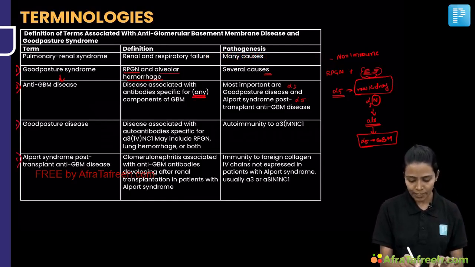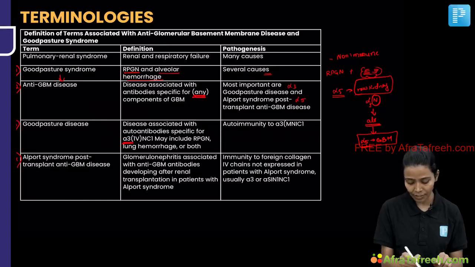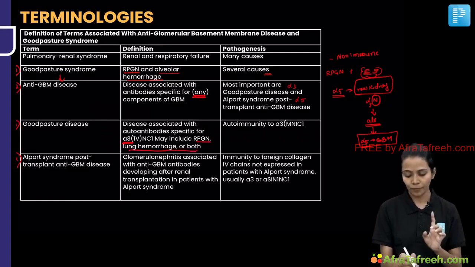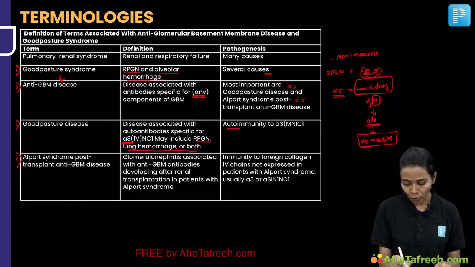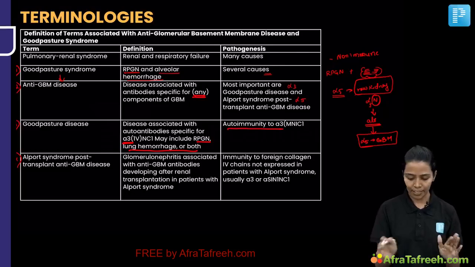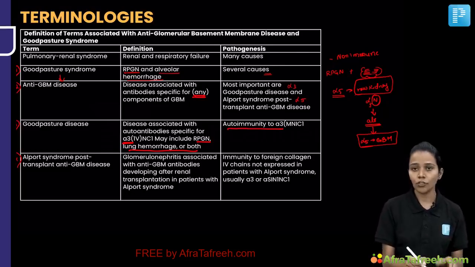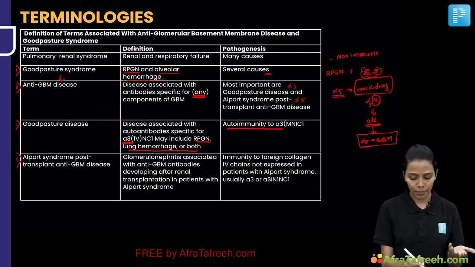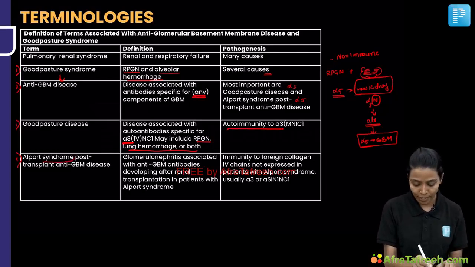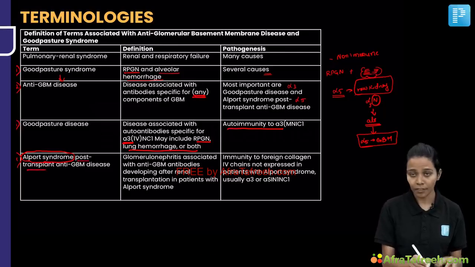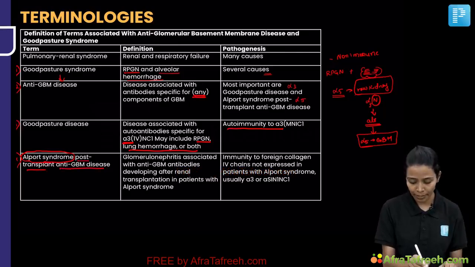Now, Goodpasture disease is disease with autoantibodies directed against alpha-3, okay, of type 4 collagen. This may include RPGN, lung hemorrhage, or both. And it happens because of autoimmunity to alpha-3, like I explained. Alport syndrome post-transplant anti-GBM disease is in a patient who has achieved ESRD because of Alport syndrome. When you see post-transplant, they develop anti-GBM disease.